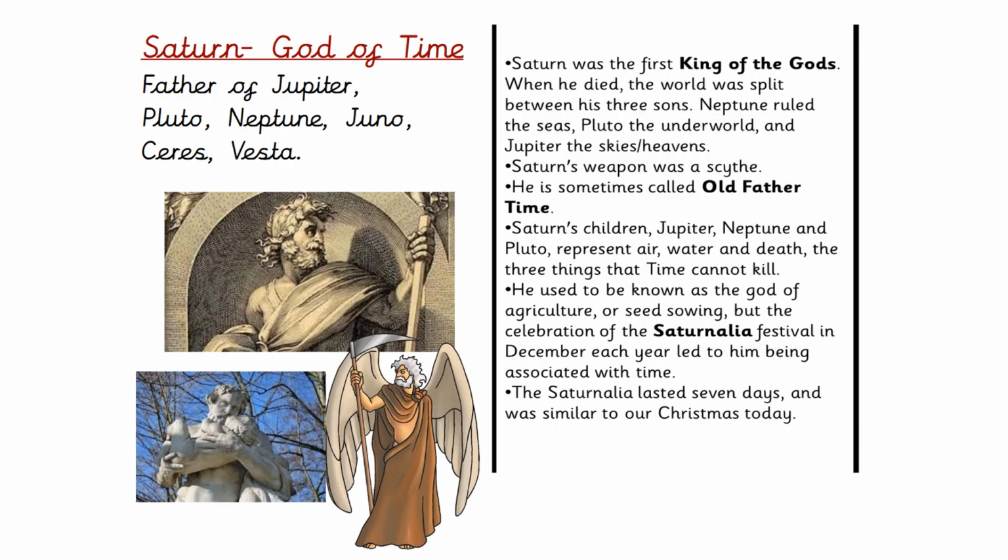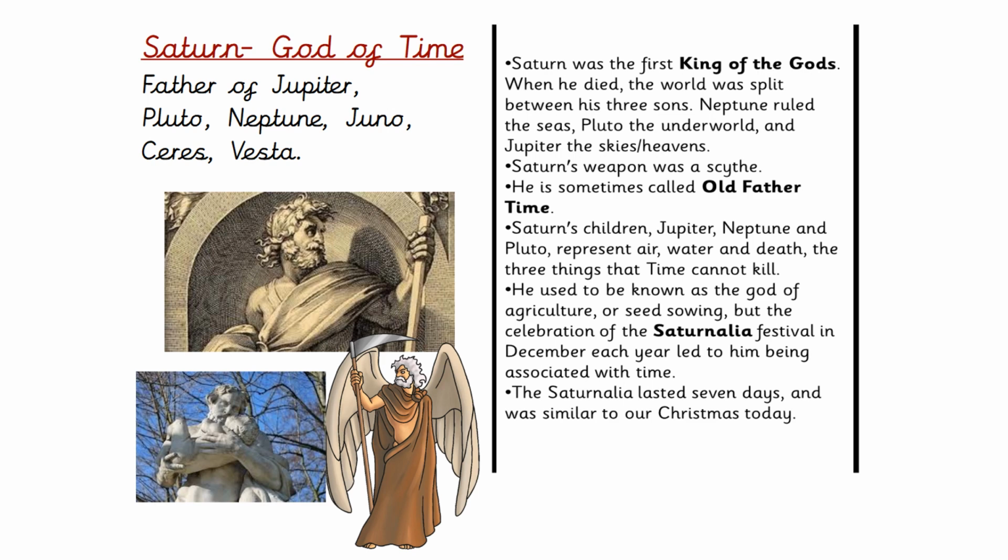So here's Saturn. He is the god of time. He is the father of Jupiter, Pluto, Neptune, Juno, Ceres and Vesta. So he has 6 children. Saturn was the first king of the gods. That's why he's at the top of the table that we saw earlier. When he died, the world was split between his 3 sons. So Neptune, he ruled the seas. Pluto ruled the underworld, and Jupiter, the skies and the heavens.